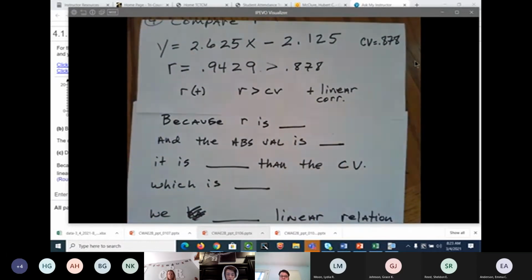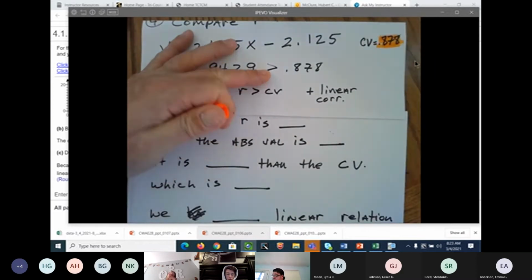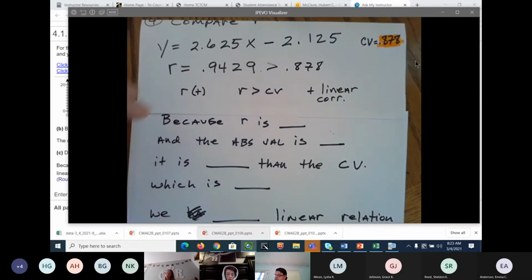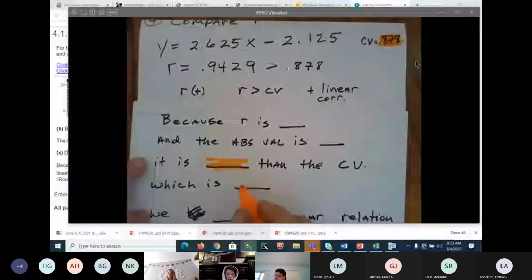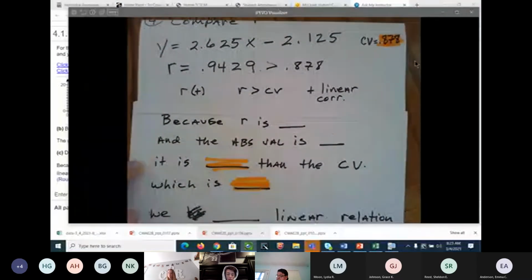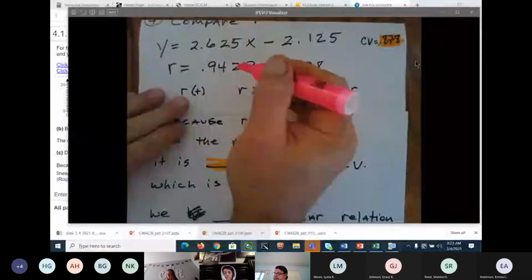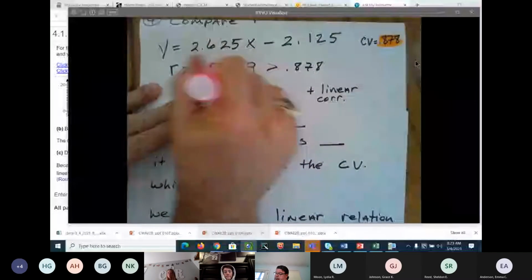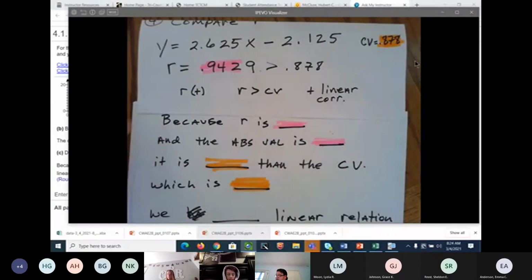I'm going to take my handy dandy highlighter out. And here is our critical value. So that's going to go right here. Oh, I'm sorry, right here. Right there. And I'm going to take my pink. My pink is my R, which goes here, and the absolute value goes there.